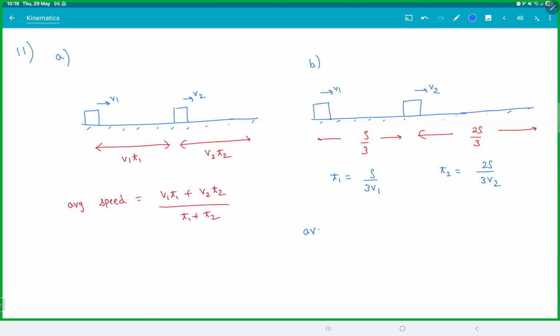The average speed is total distance by time. The total distance you have taken as s, and the total time is t1 plus t2. So this guy will be s by 3v1 plus 2s by 3v2. S will cancel off, right? The 3 will go up. You will end up with 1 by v1 plus 2 by v2. Cross multiply, you'll get 3 v1 v2 by v2 plus 2 v1. Check.